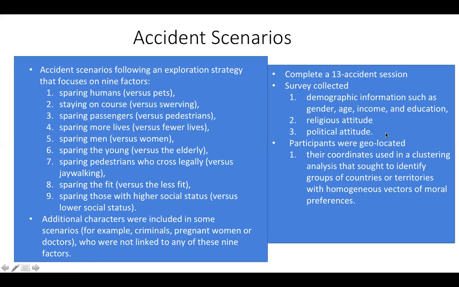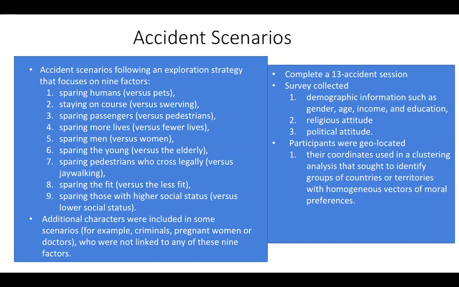Now, each respondent had to complete a 13-accident session. Once they completed these 13 accident sessions, the authors also collected a survey about their demographics. They collected various demographic information like gender, age, income, education, etc., as well as their religious and political attitudes. All these people were anonymized, so all the privacy issues were obeyed while collecting this data. In addition, their geolocation was collected. These geolocations were used to cluster them to see what kind of moral preferences prevail within certain geographical clusters. That was the objective.